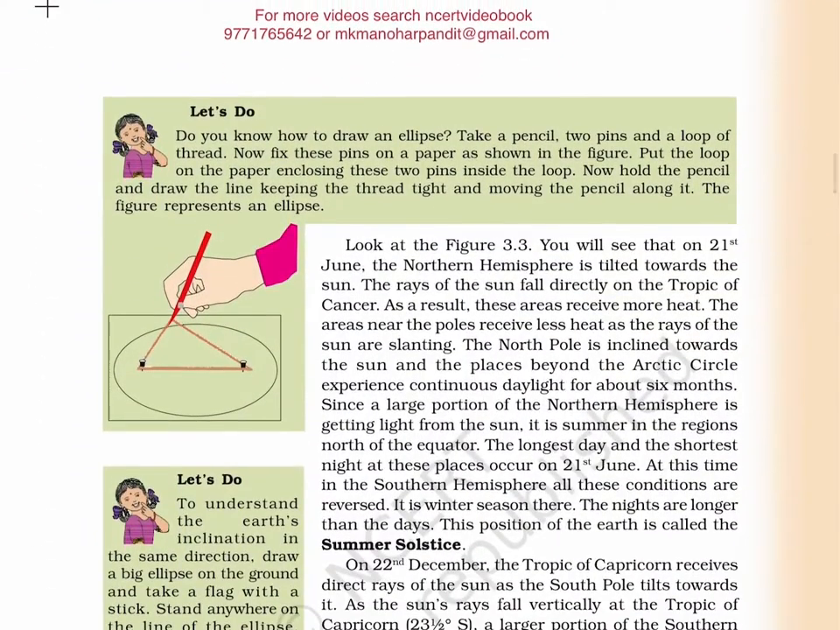Page number 20. Let's do. Do you know how to draw an ellipse? Take a pencil, 2 pins, and a loop of thread. Now, fix these pins on a paper as shown in the figure. Put the loop on the paper enclosing these 2 pins inside the loop. Now, hold the pencil and draw the line, keeping the thread tight and moving the pencil along it. The figure represents an ellipse.